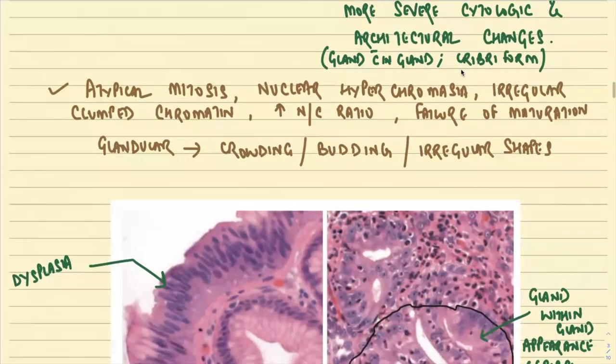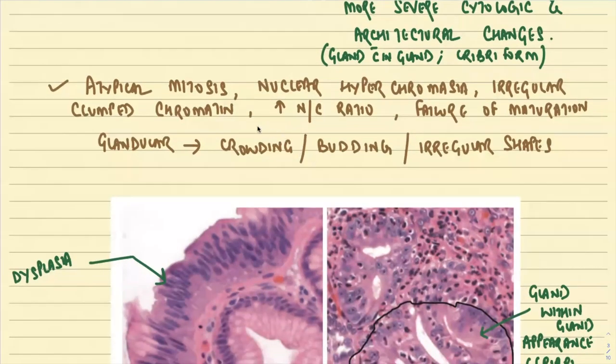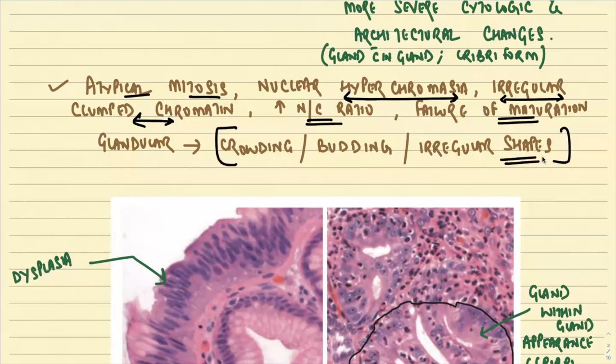Irrespective of the grade, whether low-grade or high-grade, the very important thing in dysplasia is an architectural disturbance with disordered arrangement of the cells. They contain atypical mitosis, nuclear hyperchromasia, irregular clumped chromatin, high NC ratio, and failure of maturation of the cells. The glands will show crowding, budding, and different types of shapes. These are the features present in all high and low grade dysplasia.